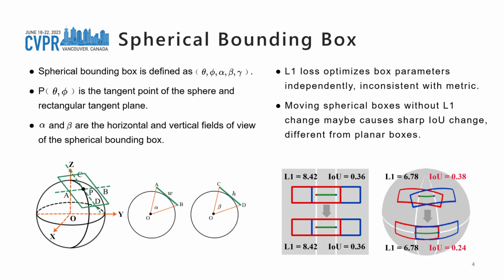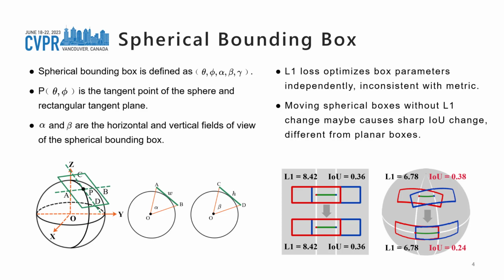To tightly enclose objects on spherical images, mainstream methods usually replace planar rectangular boxes with spherical rectangular boxes, which is also known as the bounding field of view, BFOV, where (θ, φ) is the tangent point of the sphere and rectangular tangent plane, while α and β are the horizontal and vertical fields of view of the spherical bounding box. γ is the rotated angle of the box.